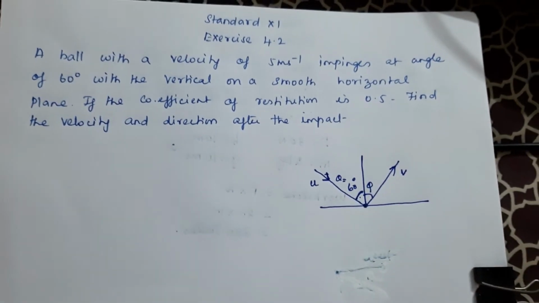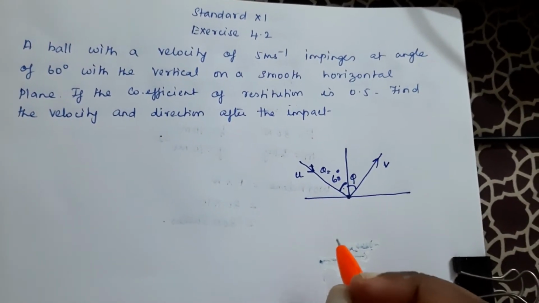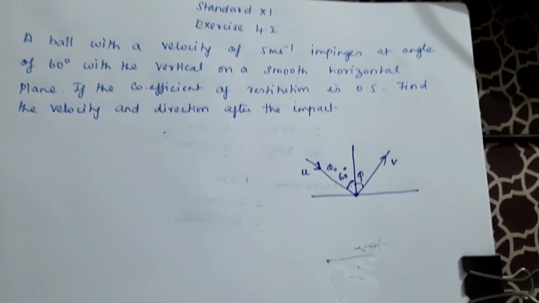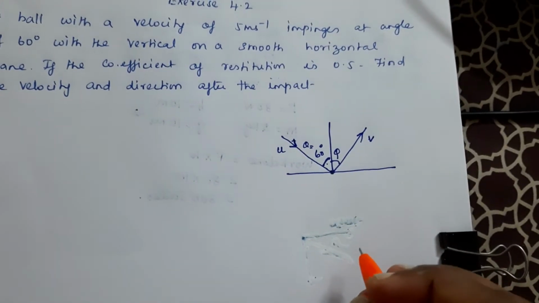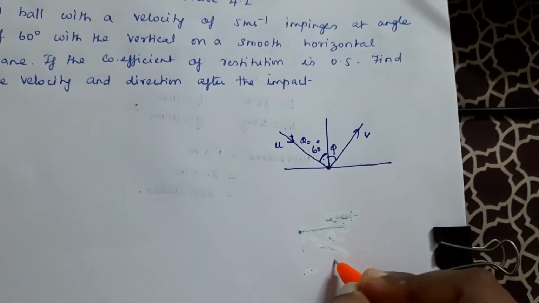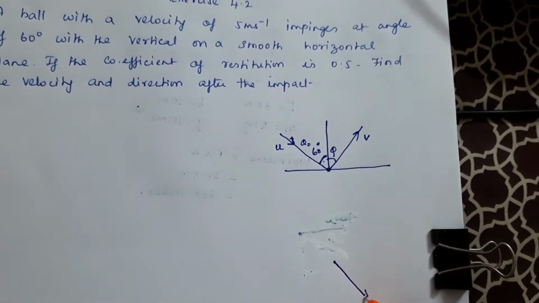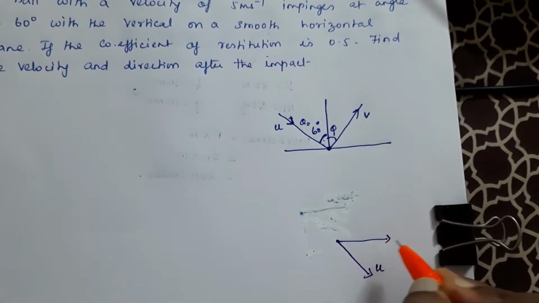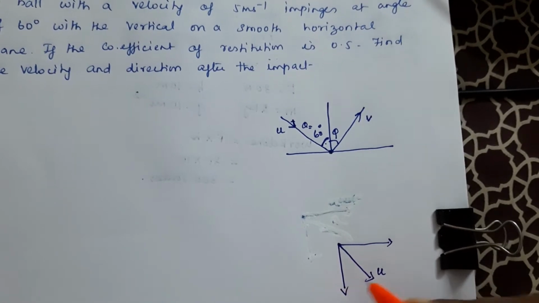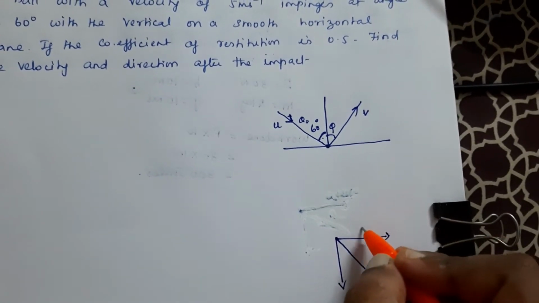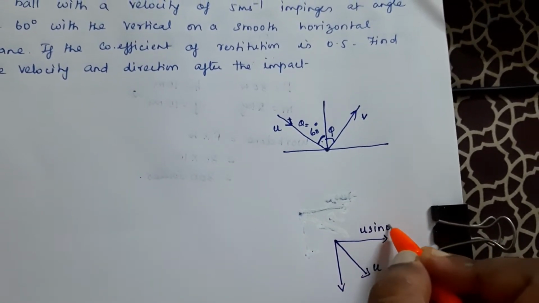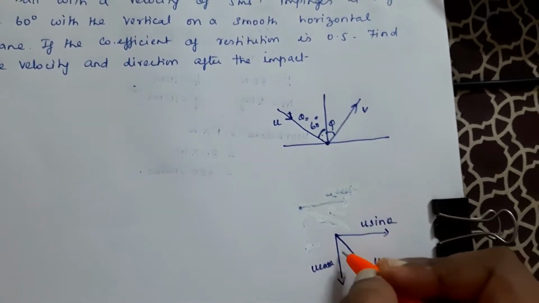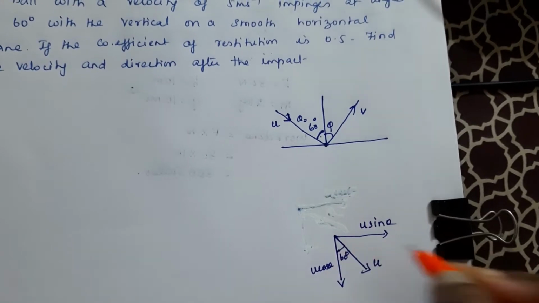Now we have to resolve the velocity before impact into its components, also the velocity after impact into its components. So the velocity before impact is in this direction. So this is your u. Now this can be resolved into its components, that is, one is a parallel component and another one is a perpendicular component. Here it is u sin theta and here it is u cos theta. So this angle is 60 degree.